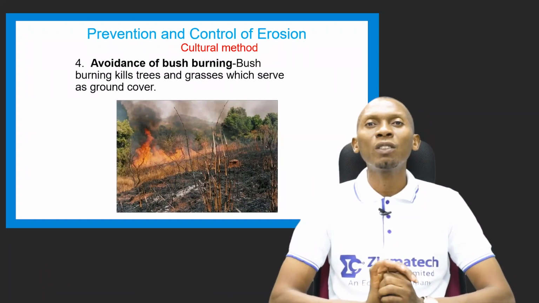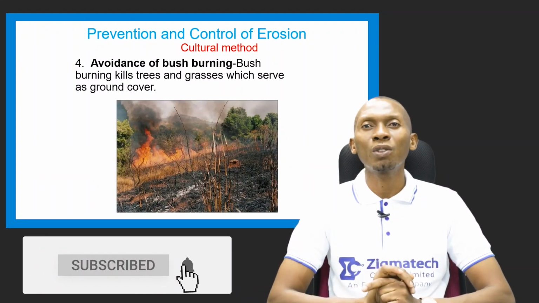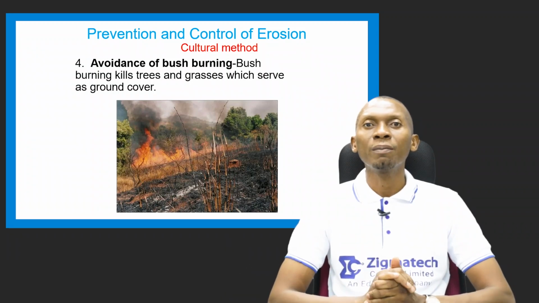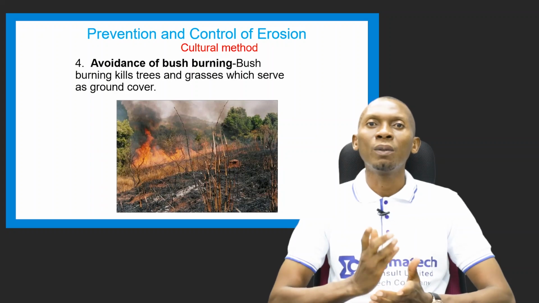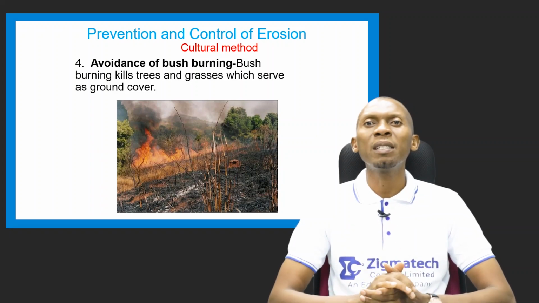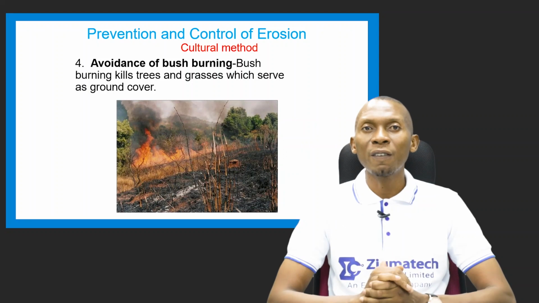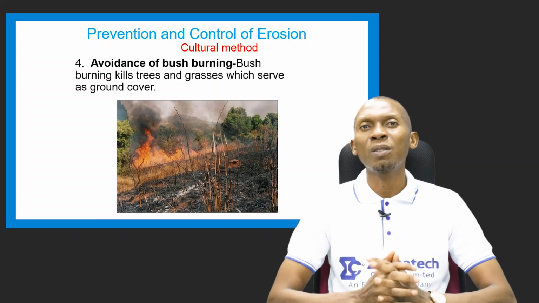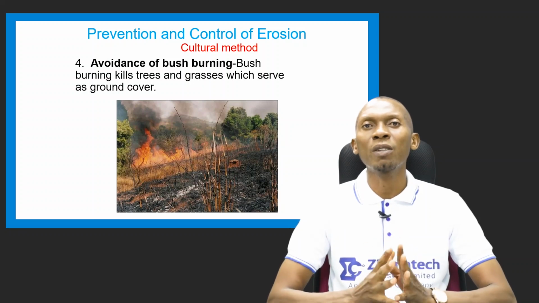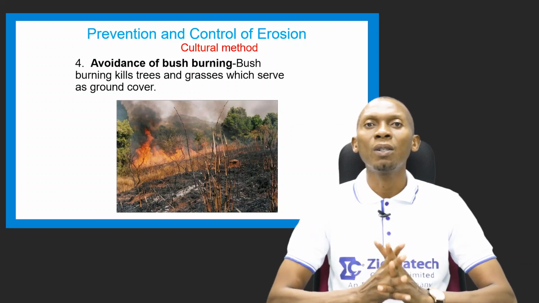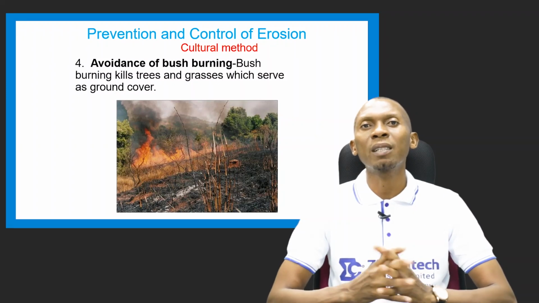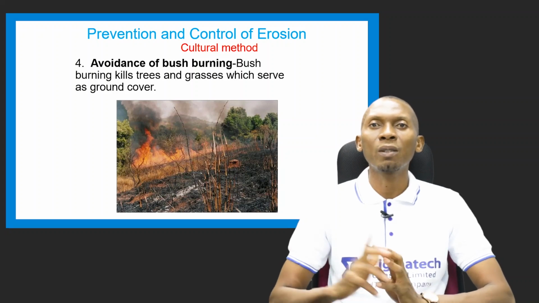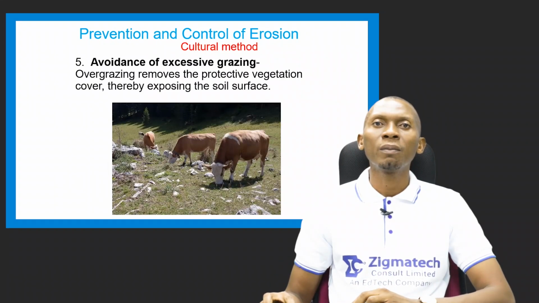We have avoidance of bush burning as another cultural method. Now, bush burning destroys the vegetative cover on the land. This has to do with killing of trees and grasses as a result of fire, and these grasses and trees serve as ground cover. So this exposes the land or the soil to the impact of wind and to the impact of raindrops, and this can cause erosion. So we need to avoid bush burning in order to prevent and control erosion.